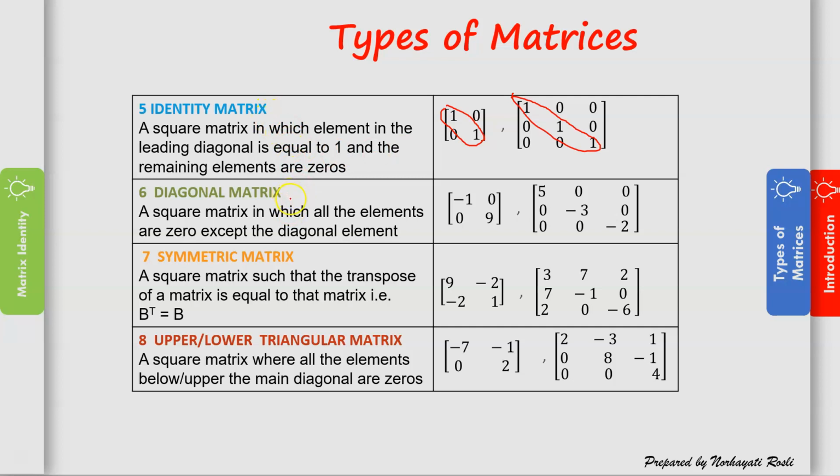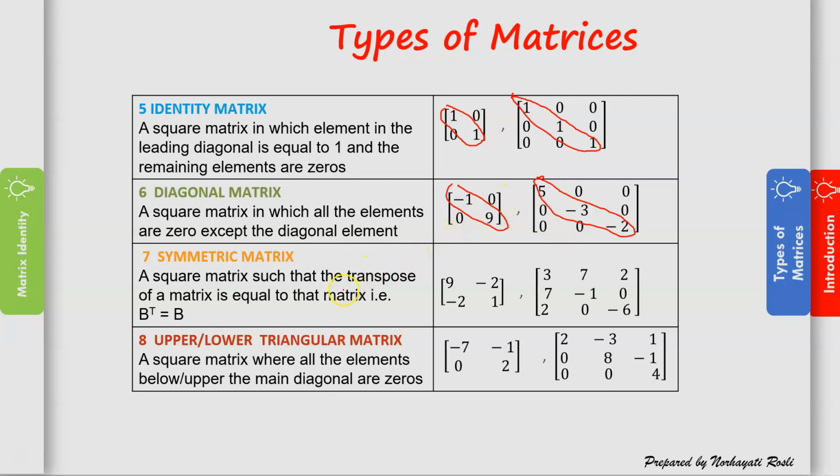Then we have the diagonal matrix. A diagonal matrix refers to a square matrix in which all the elements are 0 except for the diagonal elements. It means that for an identity matrix, you have the leading diagonal equal to 1. But for a diagonal matrix, our leading diagonal is not necessarily 1. It can take any value, but the other elements should be equal to 0.